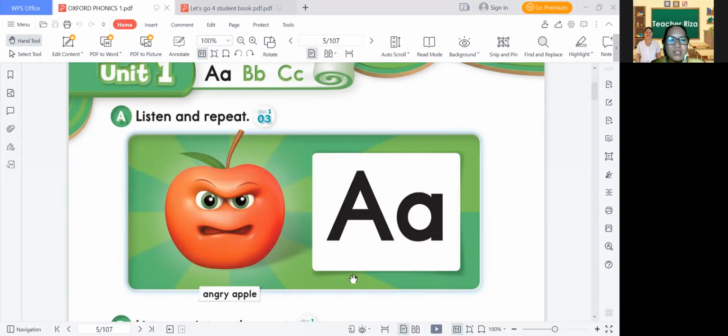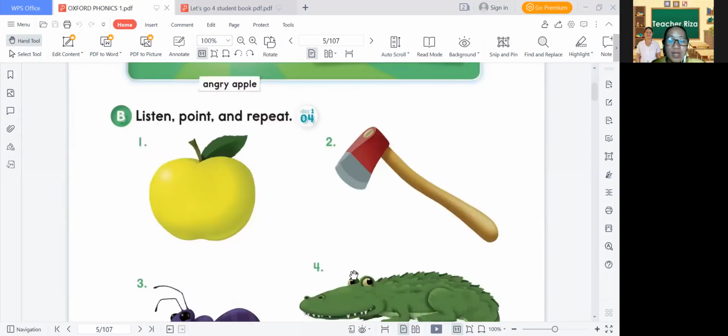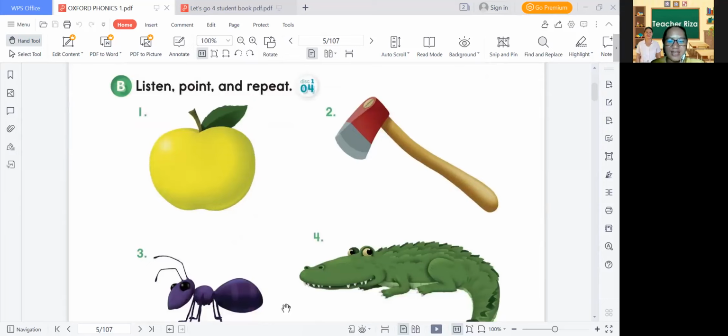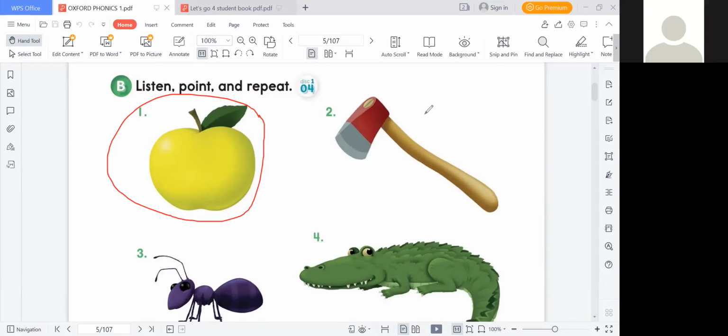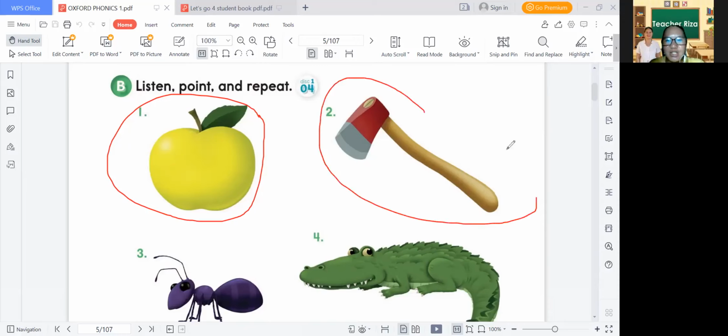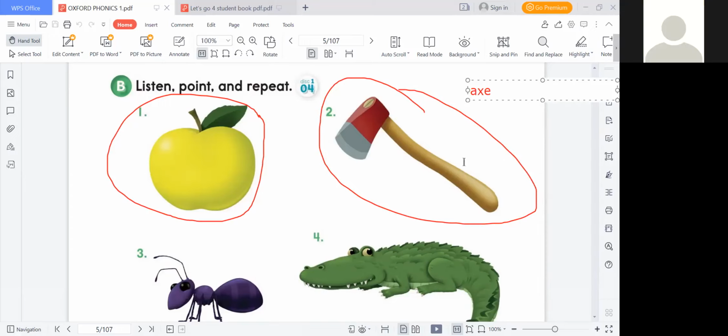And then we also have pictures that start with the letter A. Let's have the first picture. This is the first picture. So what is this? Apple. Can you repeat? Apple. Very good. The second picture, we have ox. What is this? It's an ox.